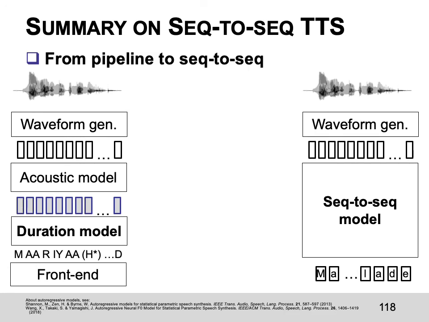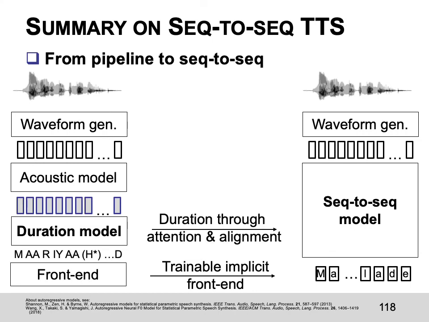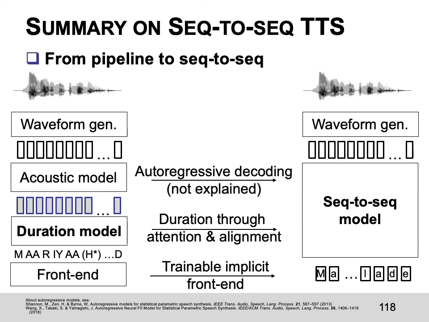If we summarize the difference from the pipeline system to the sequence-to-sequence system, I think there are four aspects. The first one is we replace the conventional front end in the pipeline system with a trainable implicit front end in the sequence-to-sequence model. Second, instead of using an external duration model, we may jointly do the duration modeling with the sequence-to-sequence mapping. Third point is the acoustic models.